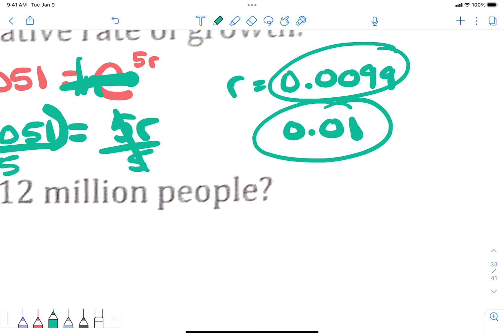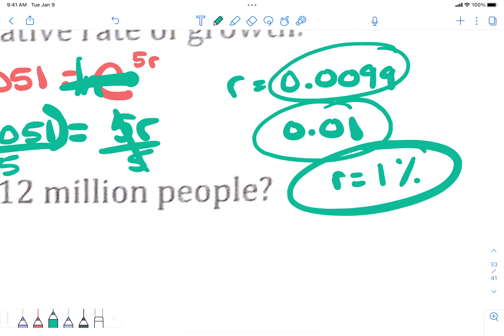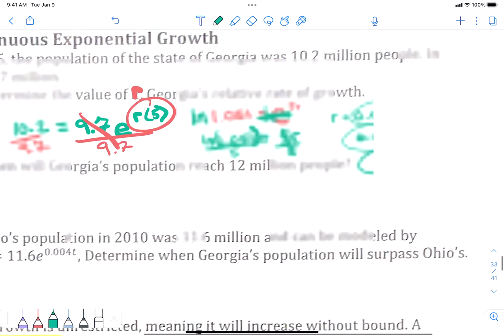But what does that mean? My growth rate is 1%. I have a 1% growth rate. That's really low. It's not growing very fast at all.